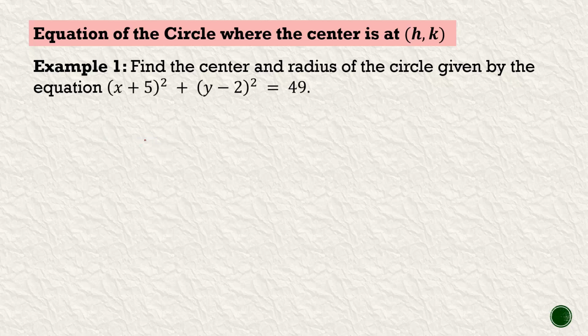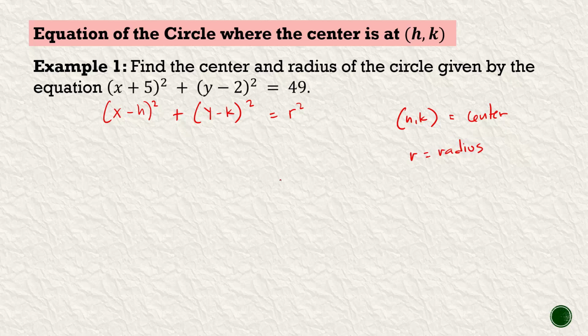So just to remind you about that, that's going to be (x - h)² + (y - k)² = r². Now remember, (h, k) is our center, and of course r is our radius.